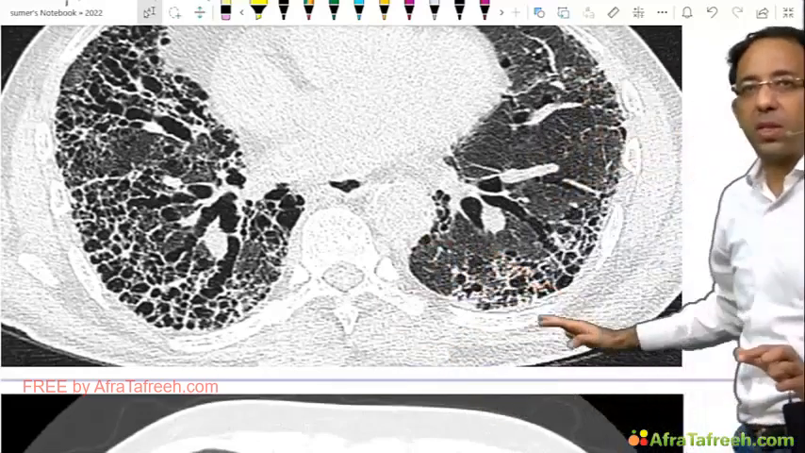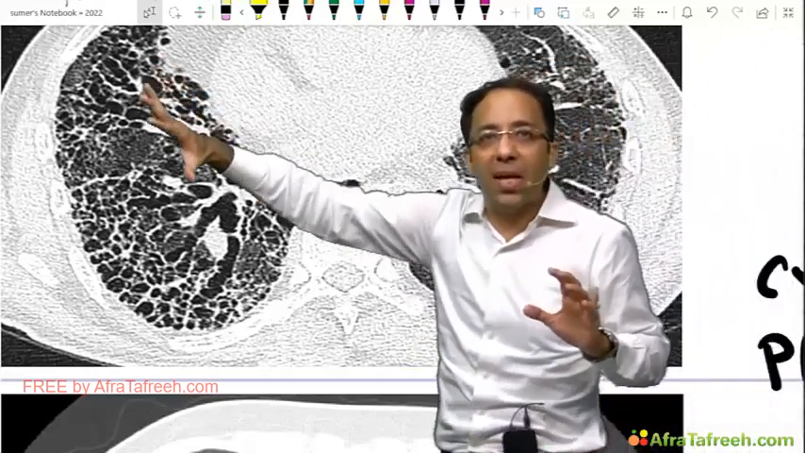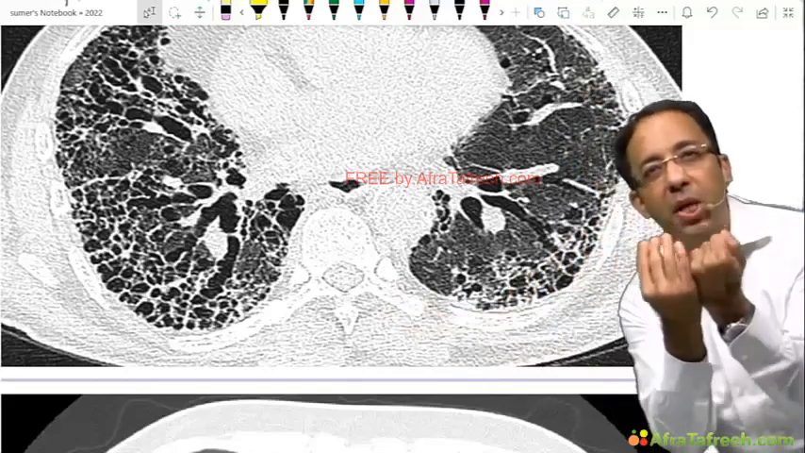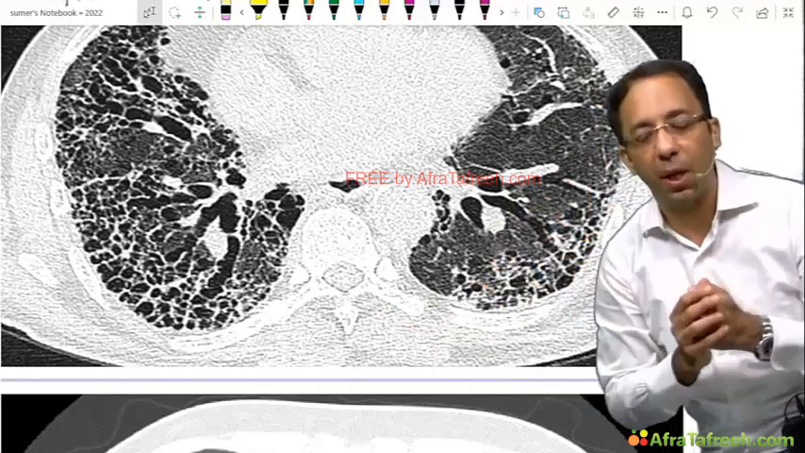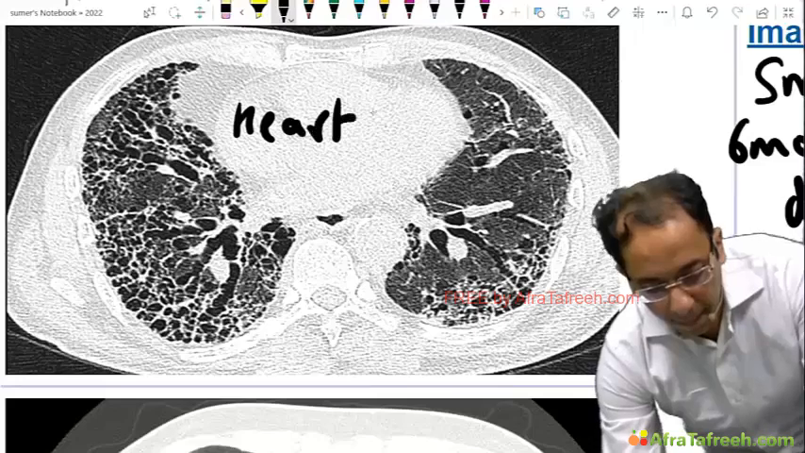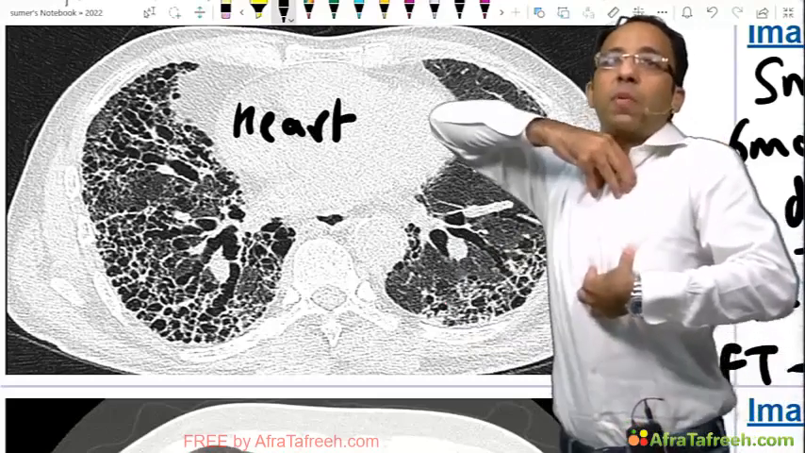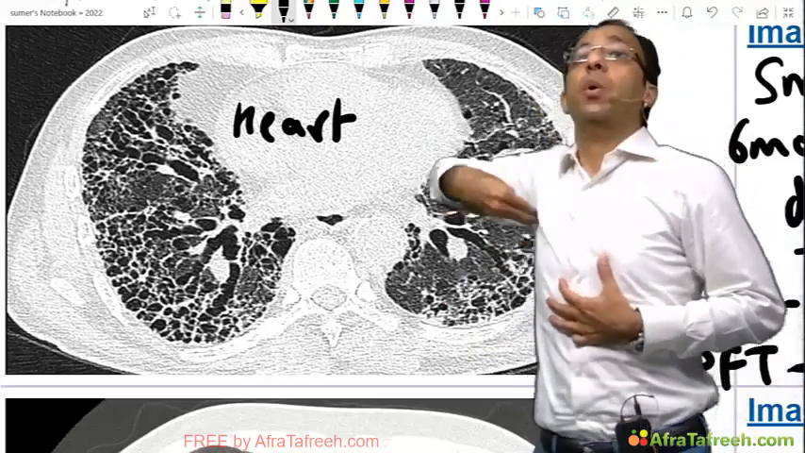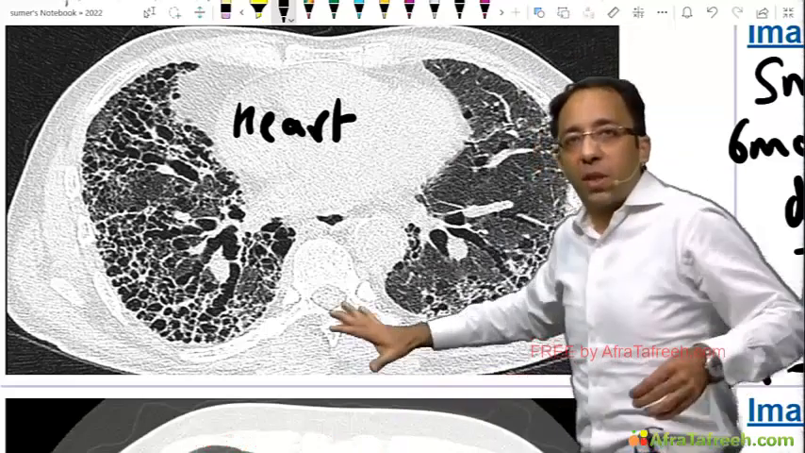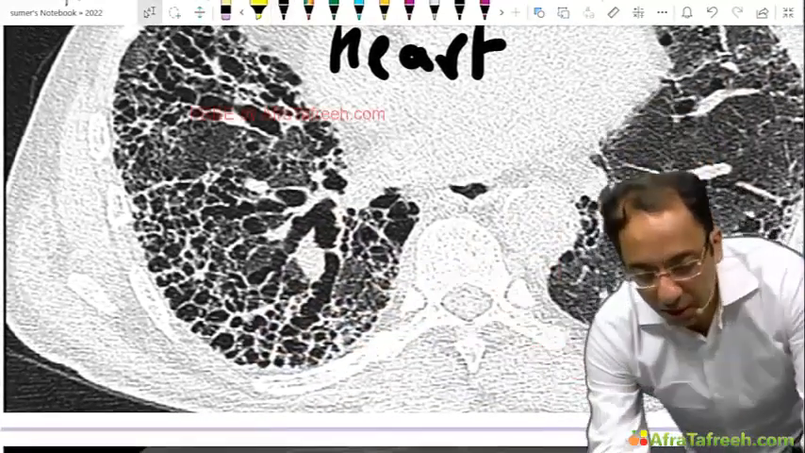Now I want you to look at the CT. This is an HRCT which has very sharp details in the lung parenchyma. Because the section is so thin, we can appreciate the details of the problem happening in the lung parenchyma. This is your heart. That means the section has been taken at this level. So if I take a section at the upper lobe, I should see the superior mediastinal vessels. Here I see the heart. So this must be your lung base. And I want you to focus on this area. Everybody focus on this area.